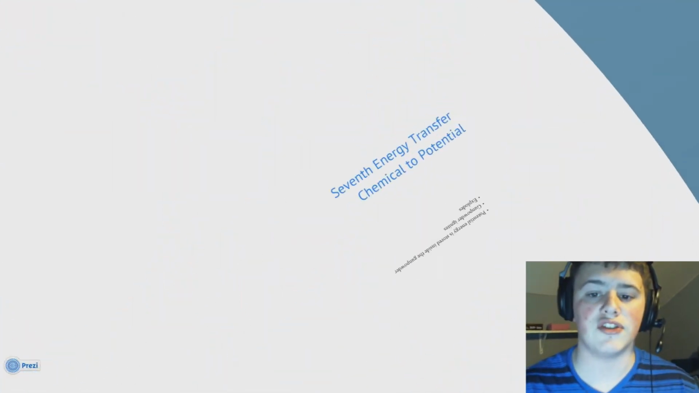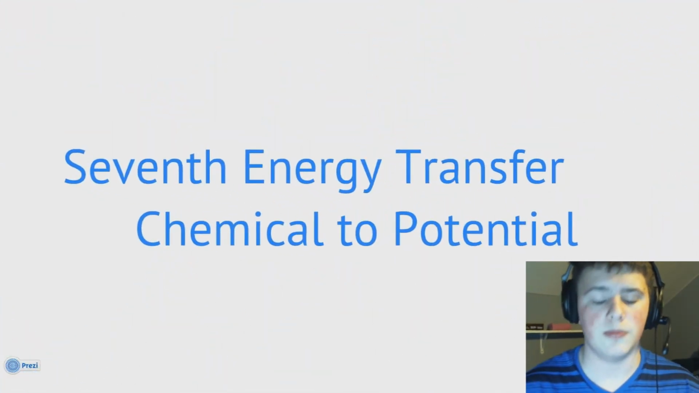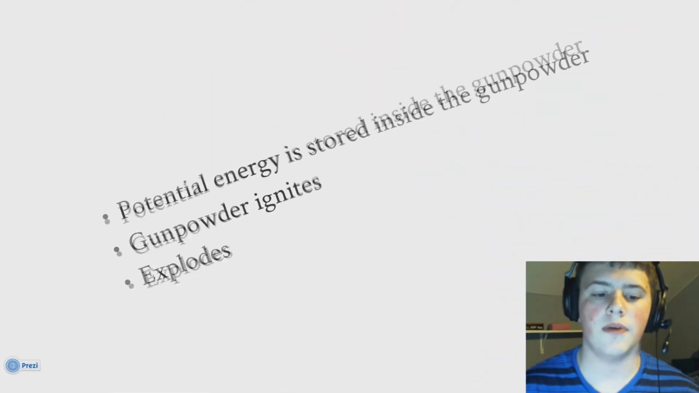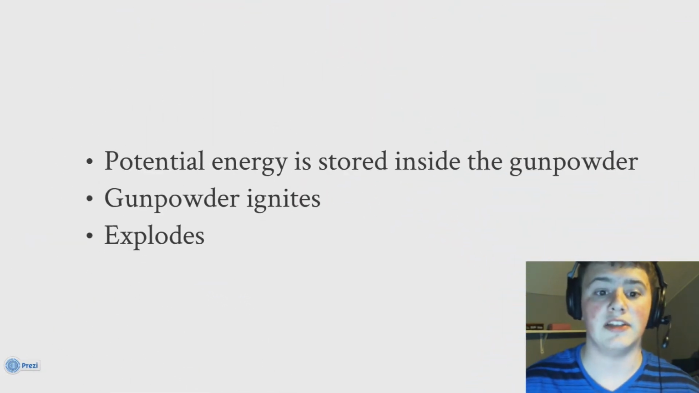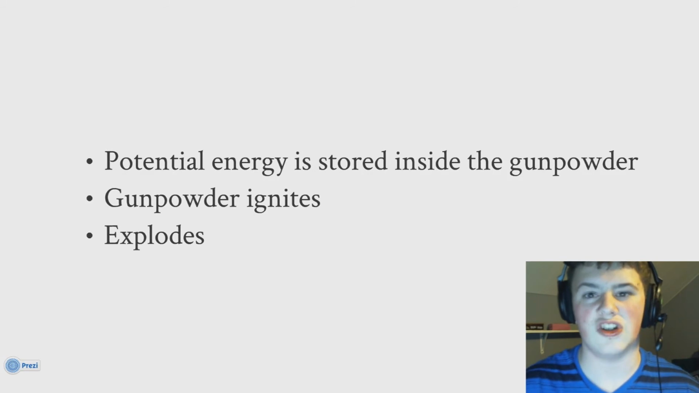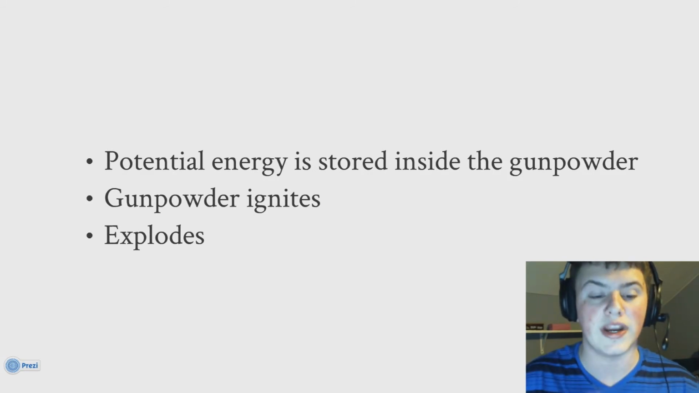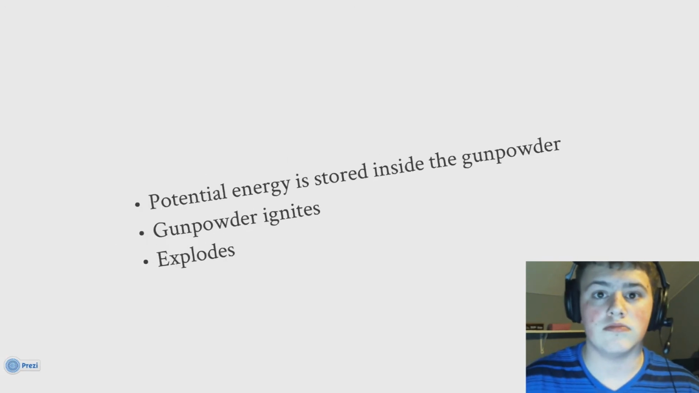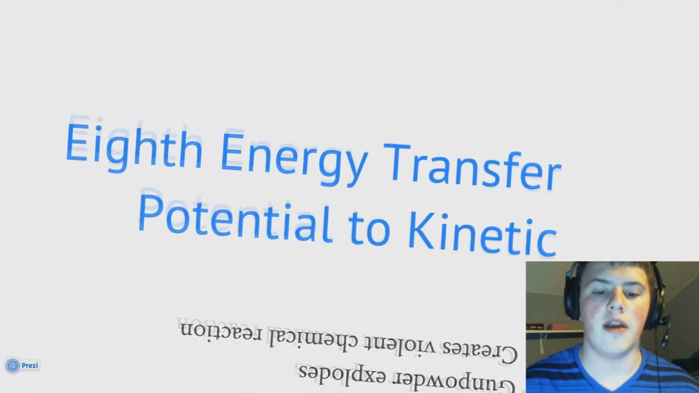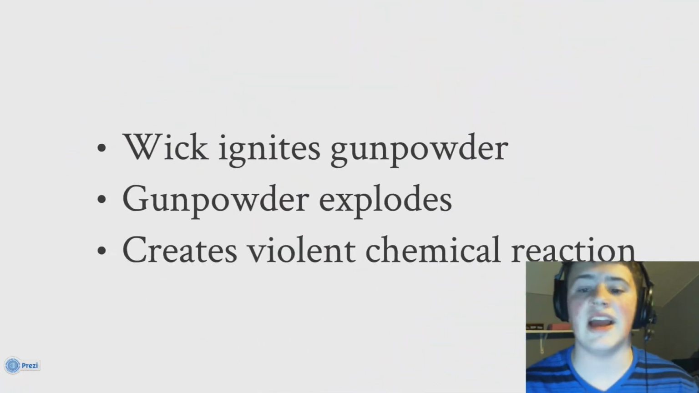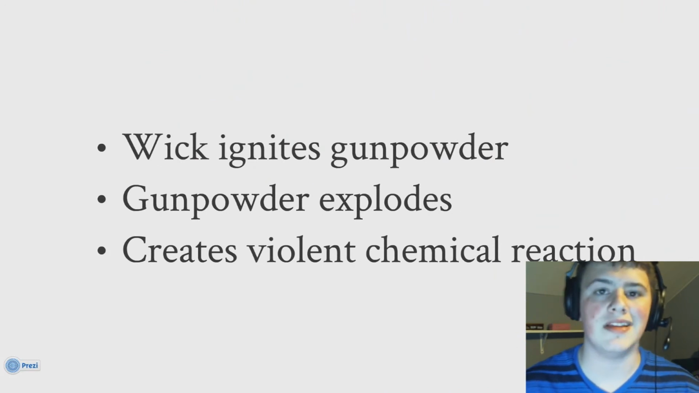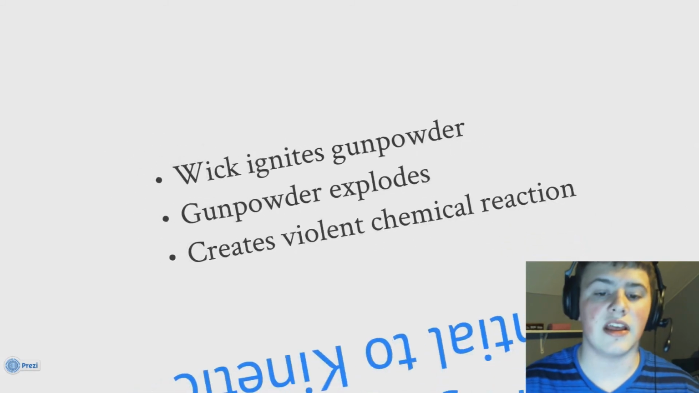So in the seventh transfer, chemical to potential. The reason it's potential energy is because it's all stored inside the gunpowder. When this gunpowder ignites, it will create a large chemical reaction, and then it'll explode, creating a sound, which is explained in this one. Alright, potential to kinetic. The wick ignites the gunpowder, so the gunpowder inside the firecracker will ignite and create a violent chemical reaction.